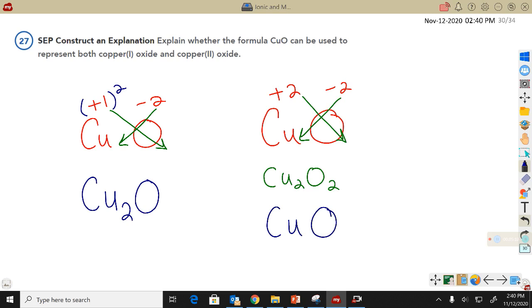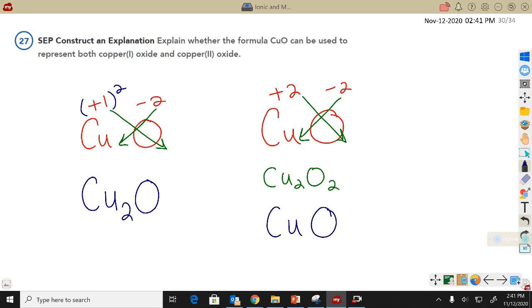But again, the name of this thing was copper 2 oxide. But there's only one atom of copper. The Roman numeral is the charge, not the subscript. And so it says, explain whether the formula of the CuO can be used to represent both copper 1 oxide and copper 2 oxide. We're going to say no way, right? No way. No, CuO is really only copper 2 oxide.